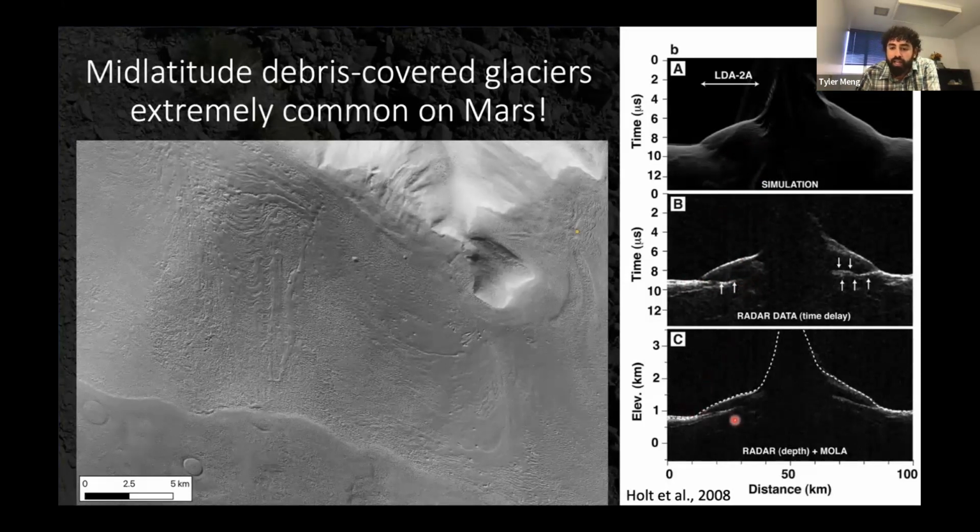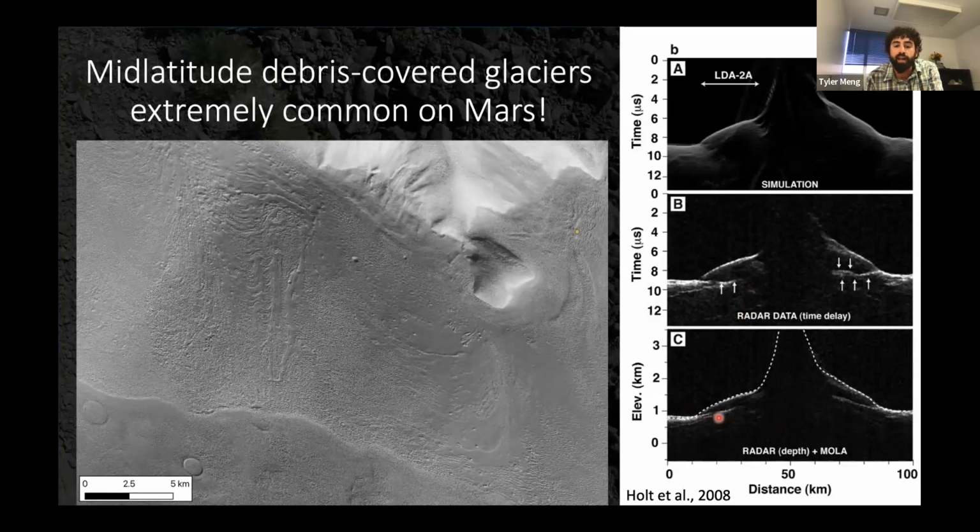And then by fitting, in this depth-corrected radargram, this basal slope to the background topography, that gives us an estimate of the dielectric constant of the debris-covered glacier, which is very consistent with relatively high purity water ice.